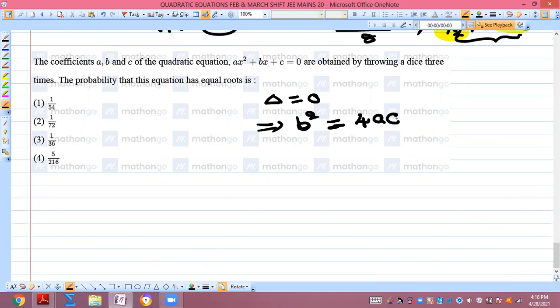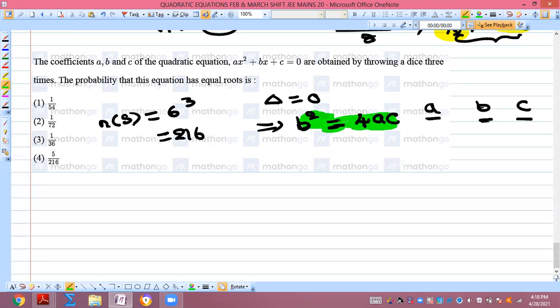Here we are throwing a die 3 times. So sample space is very clear. What is that? 6 cube, which is 216. So using these outcomes, we need to select a, b, c. For what values will it satisfy? Like this condition should be satisfied: b square is equal to 4ac. So check for that. If b is 2, a is 1, c is 1, satisfying. We can check it.